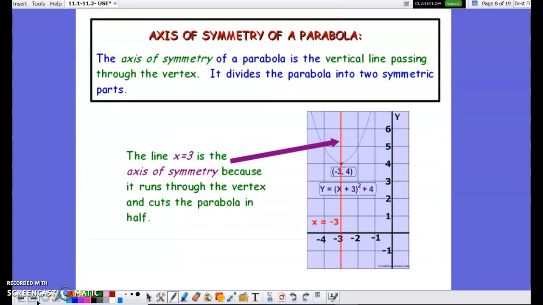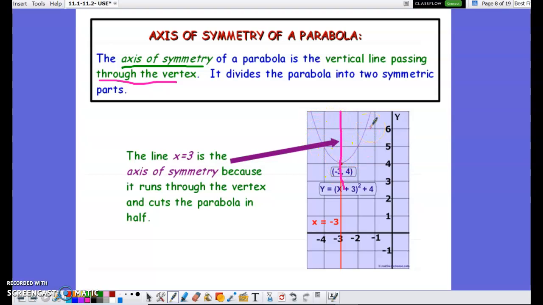One other set of vocab that we have to recall before we do a few quick examples here is something called the axis of symmetry. The axis of symmetry of a parabola is a vertical line passing through the vertex. Or in other words, I think about it as the line that, if I draw it and take my parabola and fold it over that axis of symmetry, the two sides are going to line up.